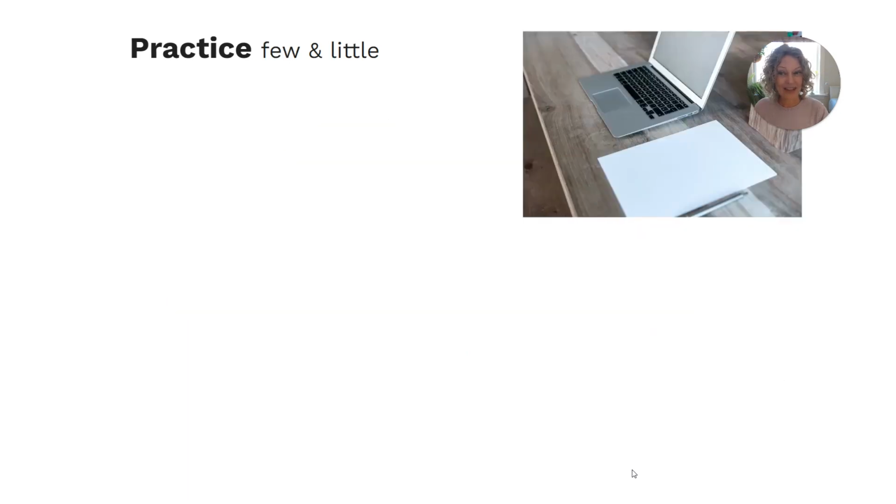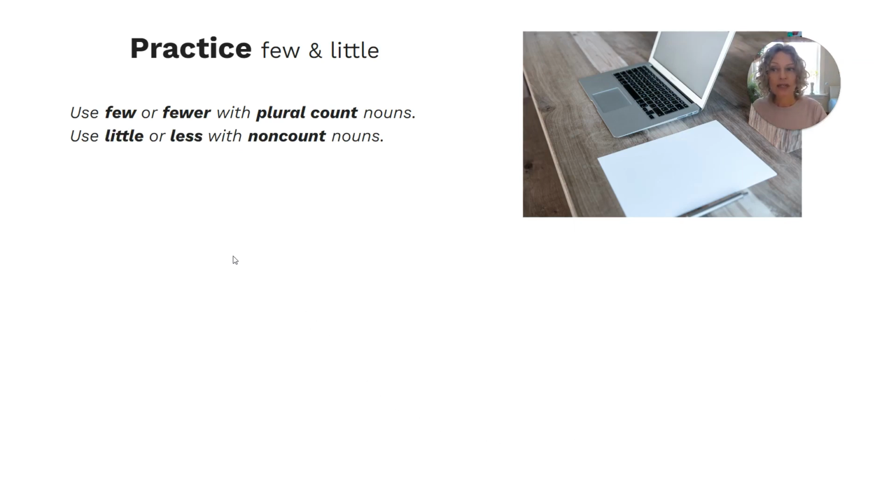Okay, now let's turn to few and little. These are also quantifiers that students often make mistakes with. So you need to use few or fewer if it's a comparative sentence with plural count nouns. And you need to use little or less if it's a comparative sentence with non-count nouns.